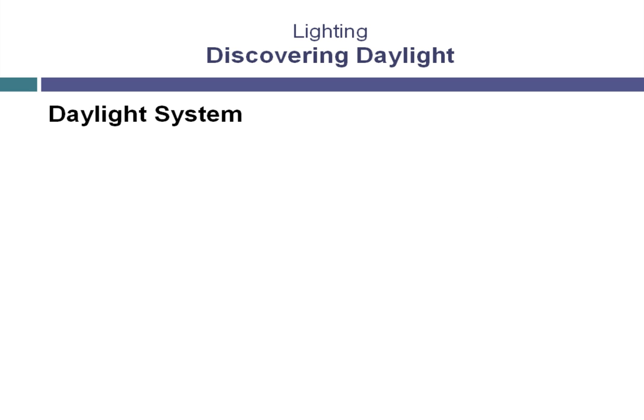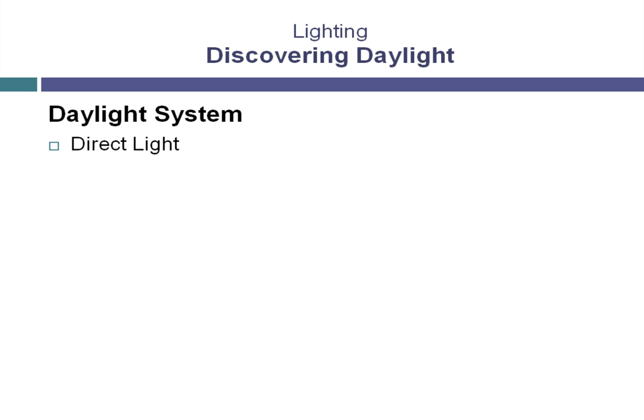Let's begin our discussion of direct lighting with an introduction to the daylight system. The daylight system is used to light exterior scenes or interior scenes that are illuminated by daylight, as the name would imply. There's quite a bit going on in this daylight system. There's a direct light as part of the system.